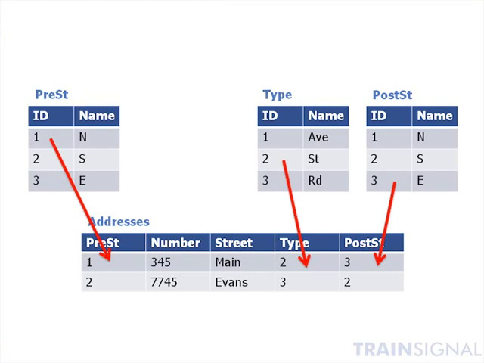Pre-street contains values north, south, and east. So my first address looks like it's going to be North 345 Main, and the type is street, and the post street is east. So it's North 345 Main Street East. That's a long address, but it's the type of thing that happens. In order to look up this address, SQL Server has to really join all 4 of these tables together.